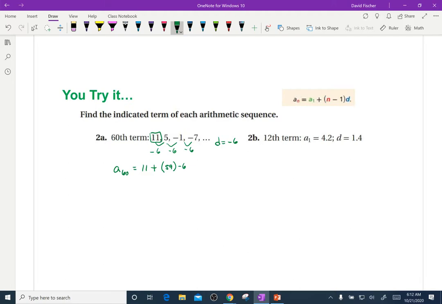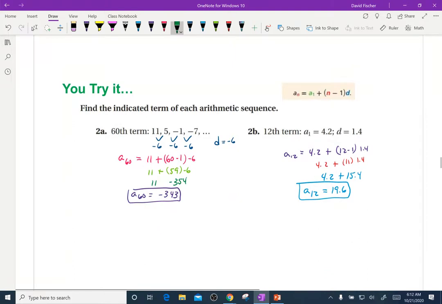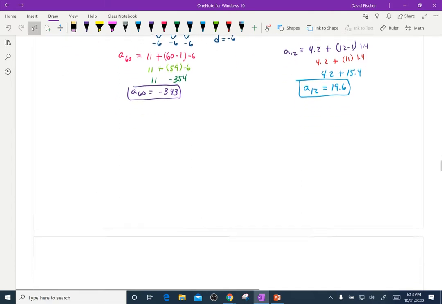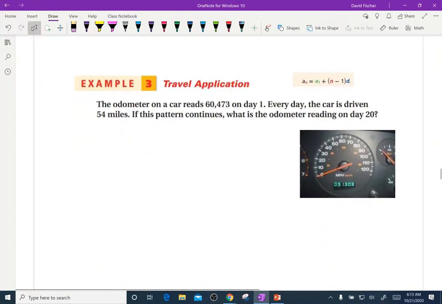Pause your video. Okay, so if you're back, I got a negative 343 for my first one. And there's my work. And then A sub 12 on the other one, they just told me A sub 1 is 4.2 and D is 1.4, and I got a 19.6. Okay, so again, work on memorizing that formula. I write it on the board in my classroom for a little bit, and then I'll erase it after we've been practicing it for a while.